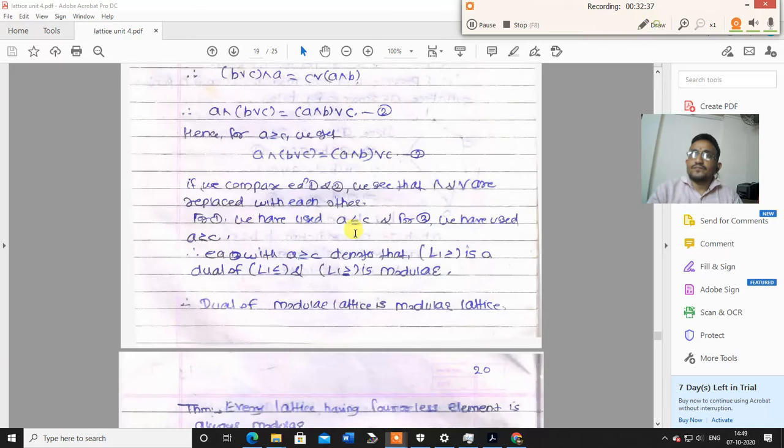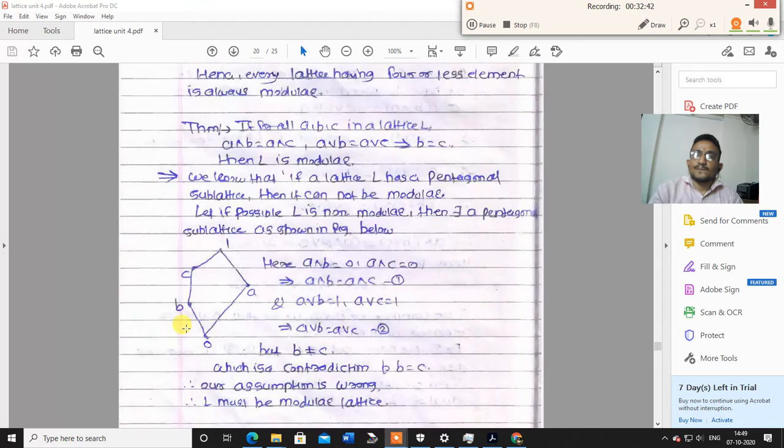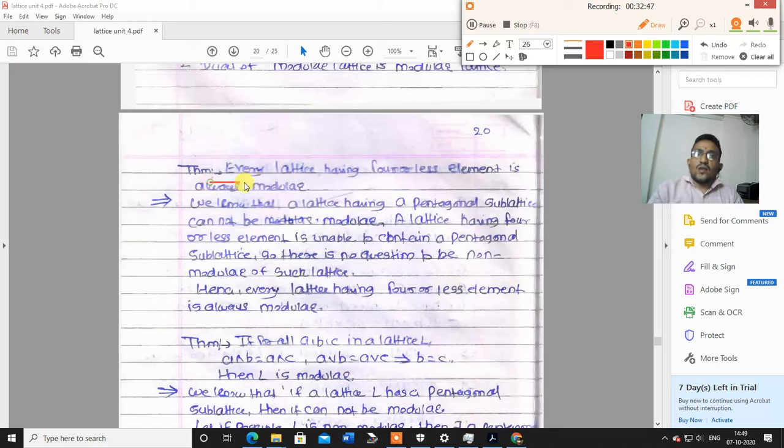त्यानंतर आपण पुढे बघणार आहोत. पुन्हा आपण बघणार की every lattice having 4 or less elements is modular. This is a theorem. So every lattice having 4 or less elements is always modular. एखादा lattice असेल की ज्यामध्ये 4 किंवा 4 पेक्षा कमी elements असतील तर तो lattice is always modular.